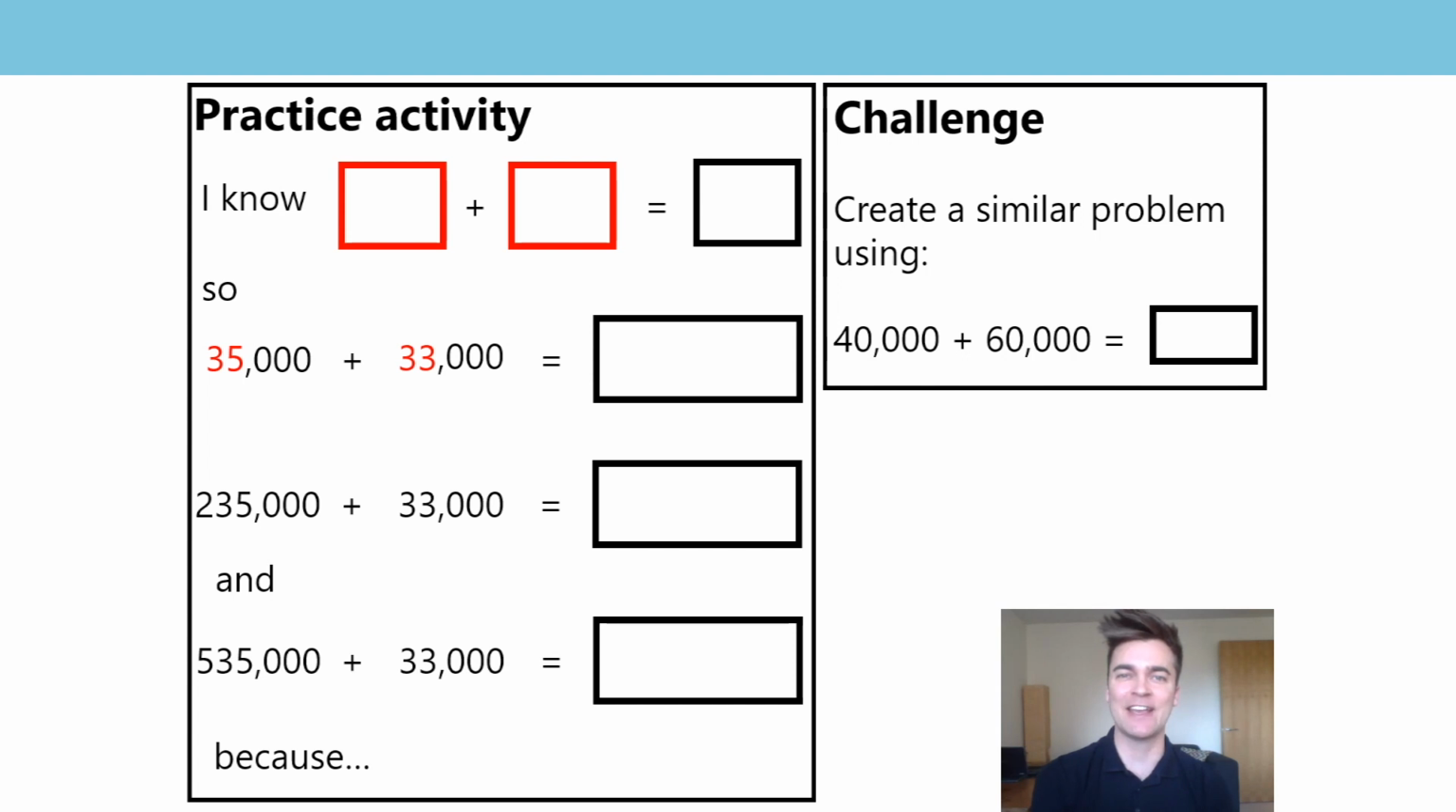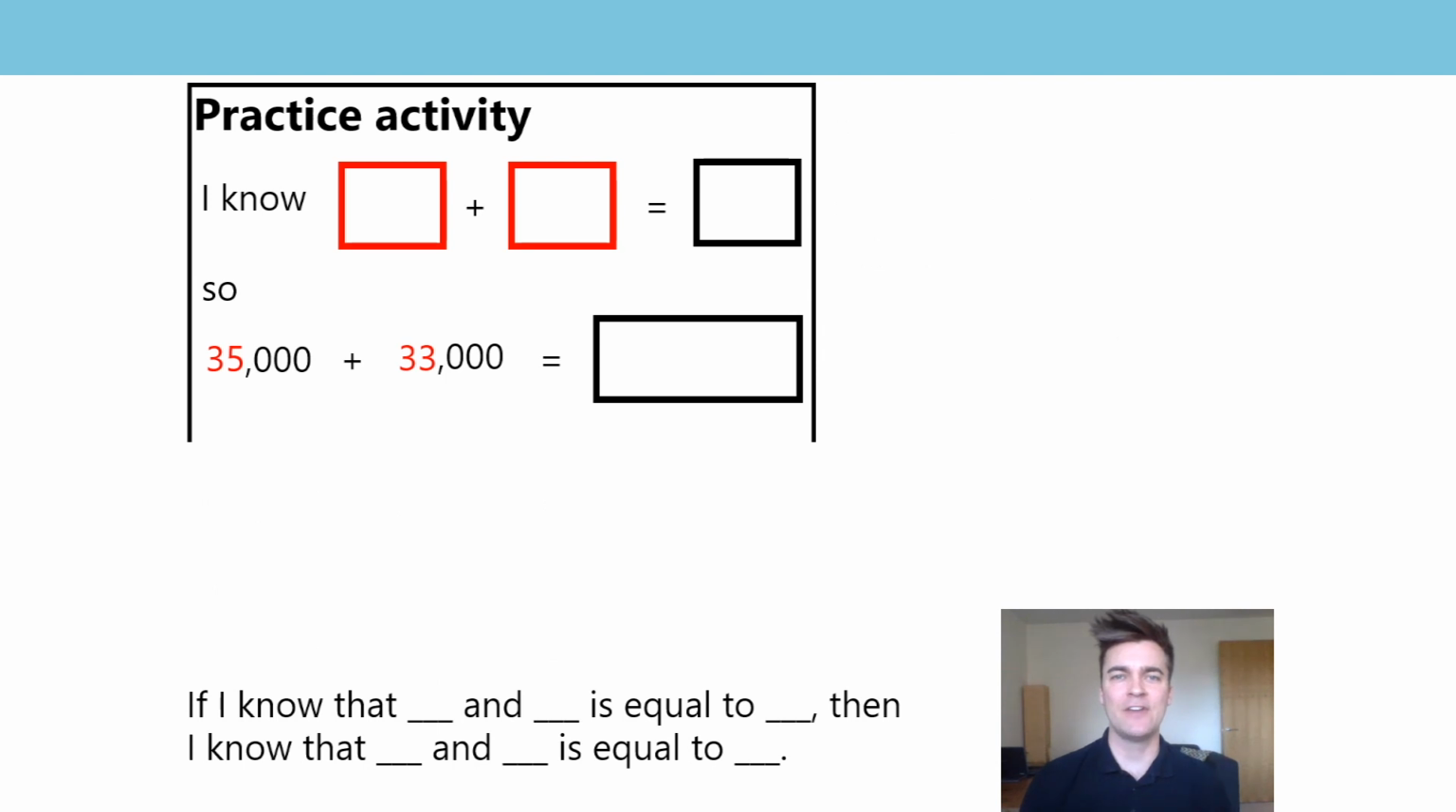Okay, let's have a look at each part of the problem, and I want to show you how I've solved them and give you the chance to compare to your own solutions. Okay, so the first part, were your eyes drawn to the parts in red? 35 there and the 33 there. Now, of course, those numbers are 35,000 and 33,000.